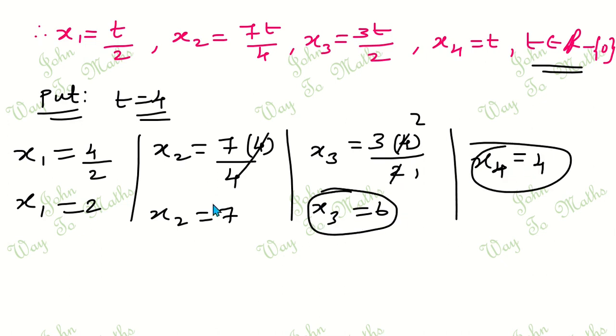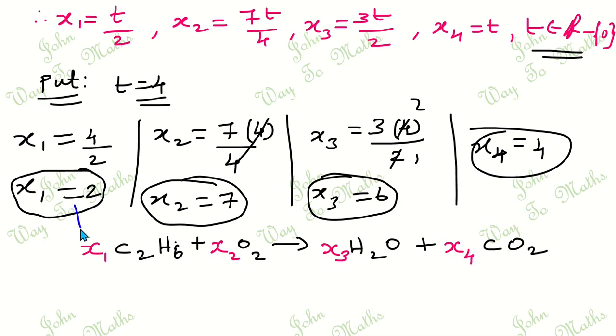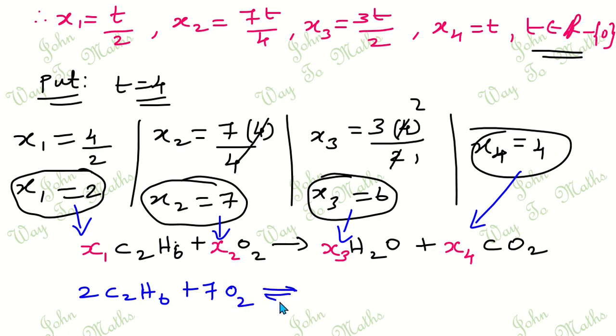So this value I'm going to substitute in the chemical reaction equation. Here I'm going to enter the x1 value, x2 value, then x3 value, then x4 value. So x1 becomes 2 times C2H6 plus x2 becomes 7 times O2 gives x3 becomes 6 times H2O. Then x4 becomes 4 times CO2 is the balanced equation.